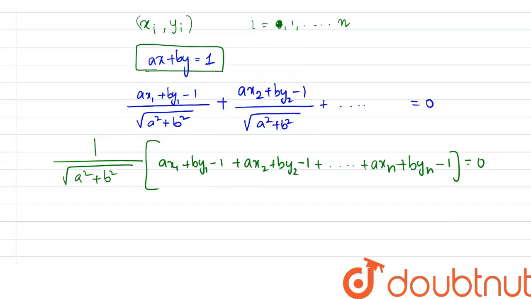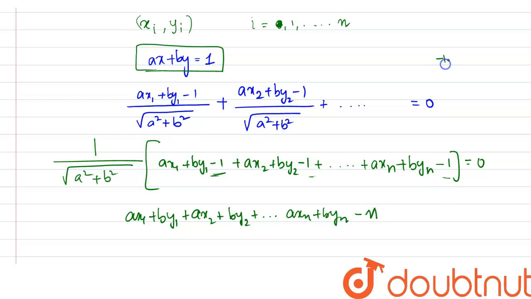Since this factor is not 0, if it goes to the other side, what do we get? ax1 plus by1 plus ax2 plus by2 plus so on up to axn plus byn minus 1. Now how many ones do we get here? Minus 1, minus 1, minus 1, so on, will be n. Can we take minus n? Yes, because it is minus 1 plus minus 1, so on, n times. Sum of n ones, this will be minus n, is equal to 0.